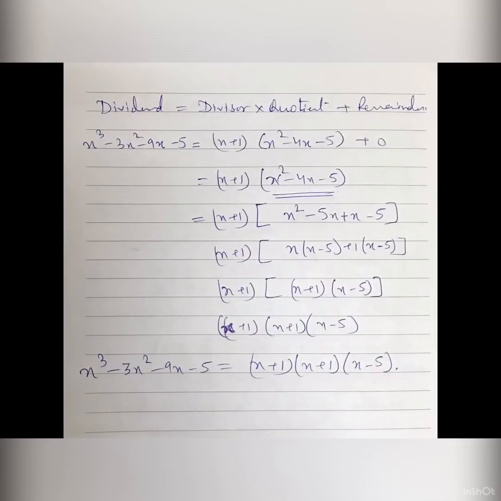Again, the second expression is a quadratic polynomial. So, let us convert this into linear factors using splitting of middle term. Now, I want my product to be minus 5 and the sum of terms to be minus 4.